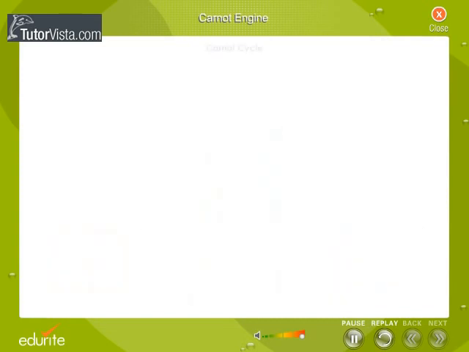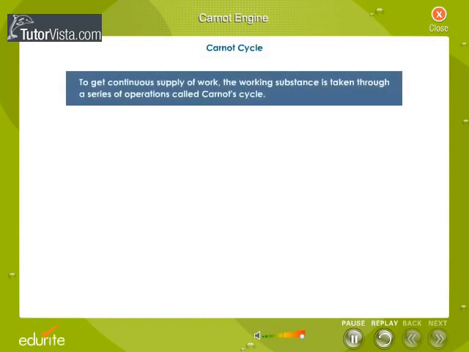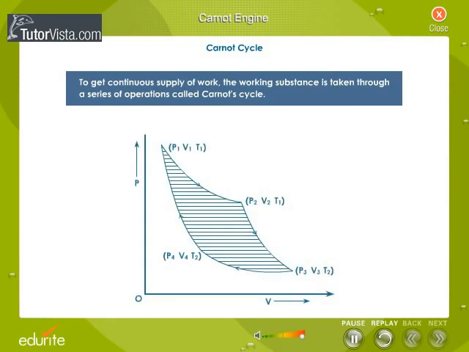To get continuous supply of work, the working substance is taken through a series of operations called the Carnot cycle. The Carnot cycle consists of two reversible isothermal and two reversible adiabatic processes. Shown here is a Carnot cycle obtained when an ideal gas is used as the working substance. The ideal gas is taken inside a cylinder fitted with a piston.